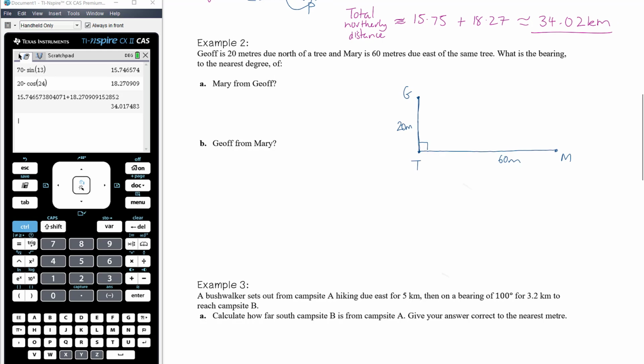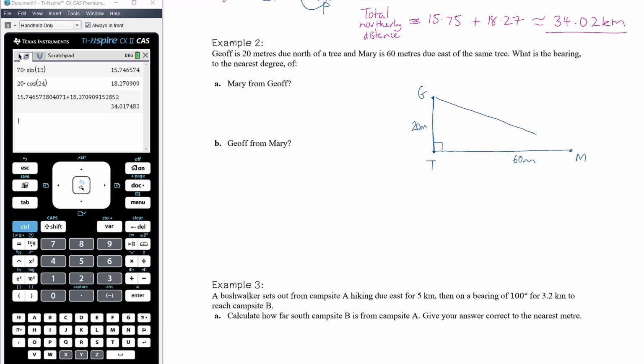So we want to be able to think about this right angle triangle as being useful. Now the first question is, what is the bearing to the nearest degree of Mary from Jeff? Now remember I said the from is the most important thing. From Jeff, how do we get to Mary? So from Jeff, imagining I am Jeff, I'm standing here, I am facing north, which is directly up in my diagram, and I'm turning clockwise. How far do I have to turn? So this, I'm going to mark, this is my answer to part A. How far clockwise do I have to turn from Jeff to get to Mary?